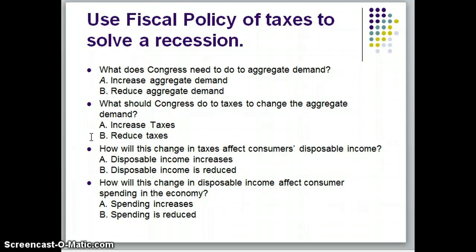How will this change in taxes affect consumer disposable income? I should mention that consumers' disposable income refers to the income they have to spend after taxes are taken out. So the actual amount that they have to spend. Let's say they earn $50,000 within the year. They pay $10,000 in taxes. Their disposable income would be $40,000. So if the government is reducing taxes, let's say from $10,000 on this $50,000 income to $8,000, that is going to increase the disposable income for that person. So A would be the answer to question number 3.